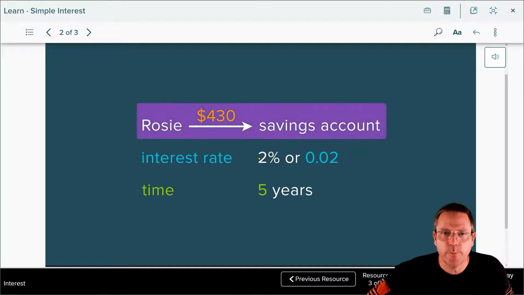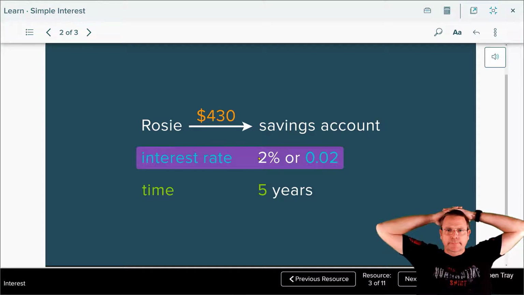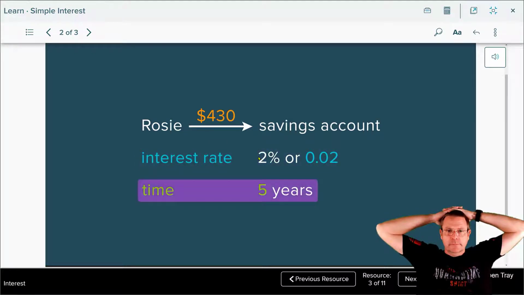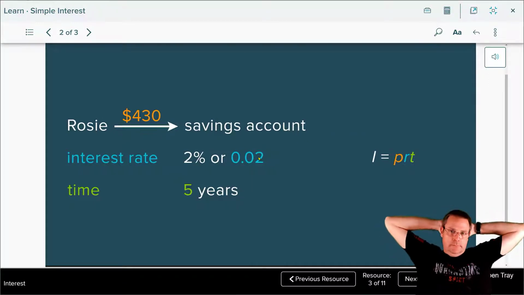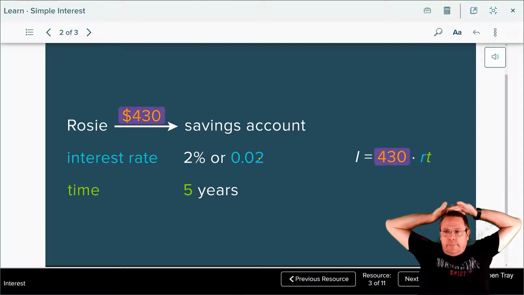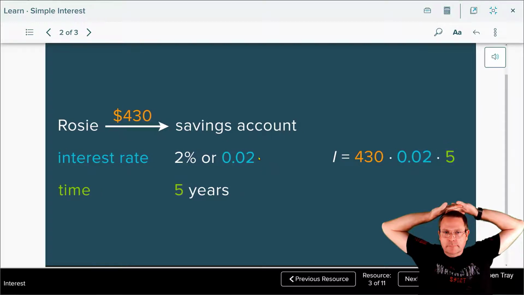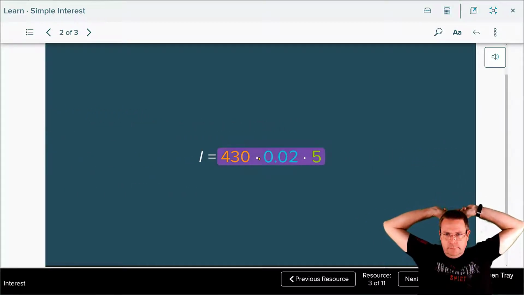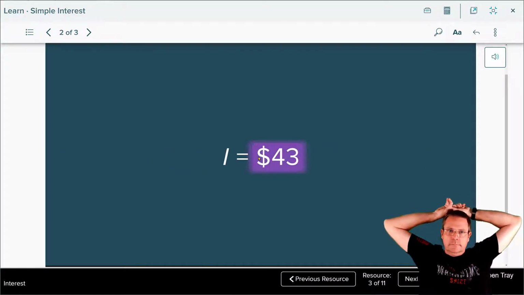Rosie puts $430 into a savings account that pays 2% simple interest. How much interest will she earn in 5 years? Use the simple interest formula to find the amount of interest Rosie will earn. Replace P with 430, R with 2 hundredths, and T with 5. Find the product. I equals 43, so Rosie will earn $43 in interest in 5 years.